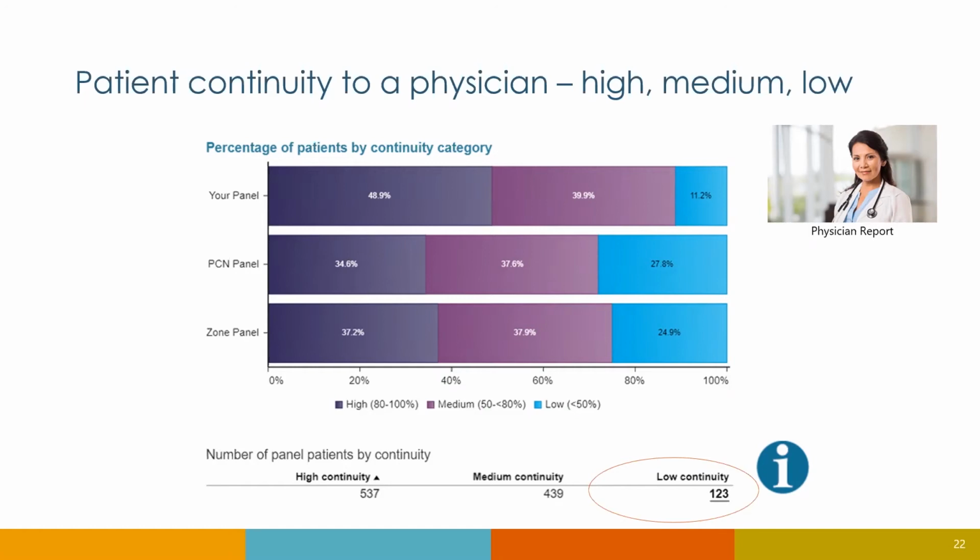well, okay, so I understand that my blue bar here is small, and let's say only 11% of my patients are in the low continuity category, but who are those low continuity patients? So you can actually see using the table below how many fall into high, medium, or low. And for the low, you can click to understand who that 123 is.